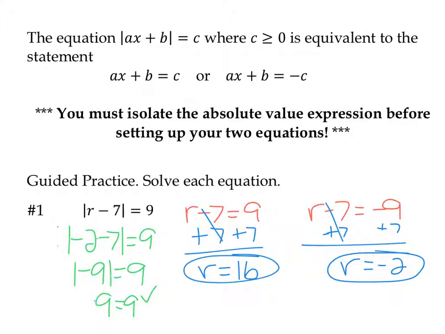So we know that both of those solutions worked. So r equals 16 and r equals negative 2. It's not always the positive or negative of the same value. So don't just solve one of them and get 16 and go, oh, it's plus or minus 16. Solve both of the equations you're going to set up there, and you'll find out what your two solutions are.